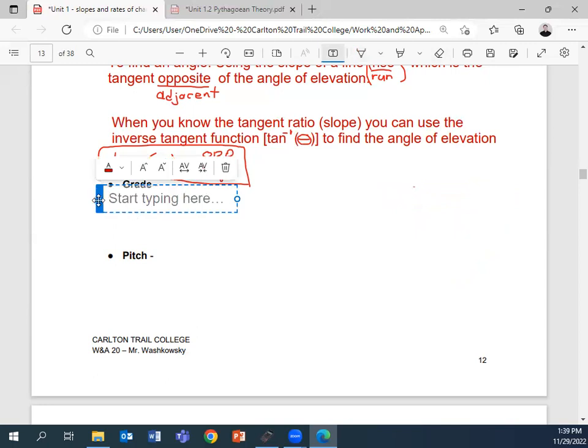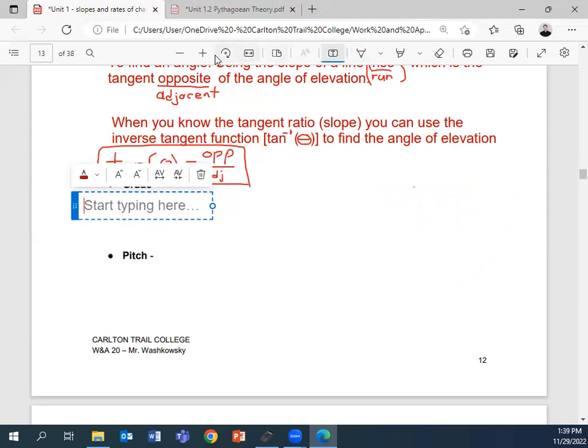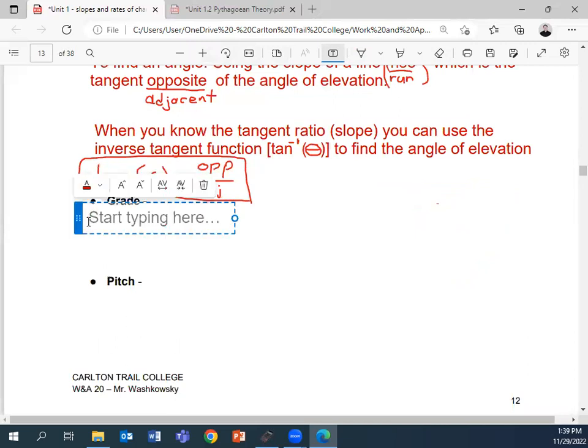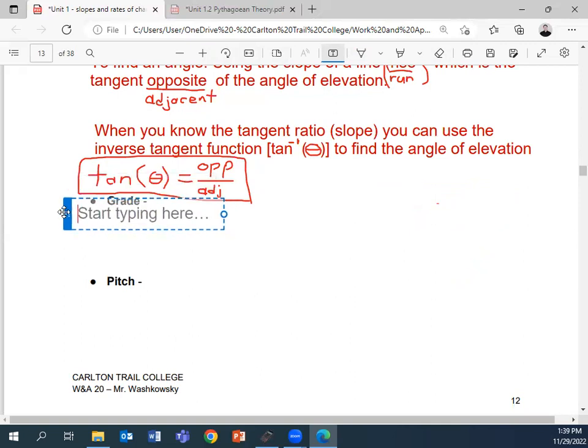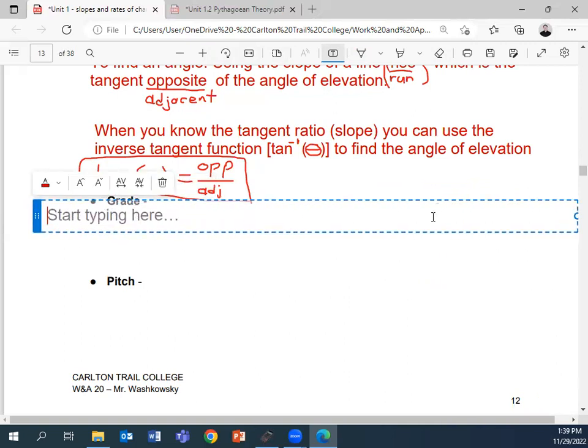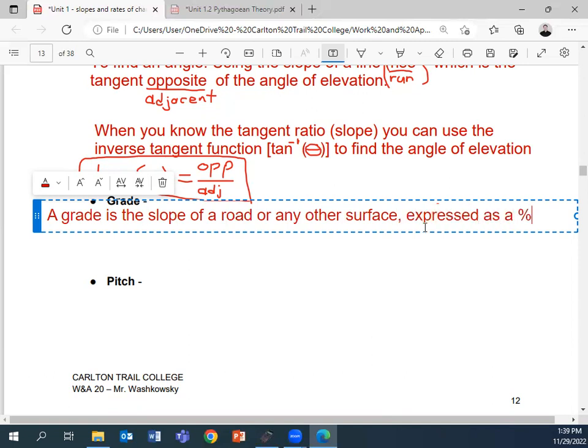And so what the grade here is, we're back on page 12. So the grade is, there's going to be two things you're going to write here, so you'll have to write small. I do apologize, I didn't give you guys enough space. So a grade is the slope of a road or any other surface. Steven, you getting this? Yeah. So it's the slope of a road or any other surface expressed as a percentage.